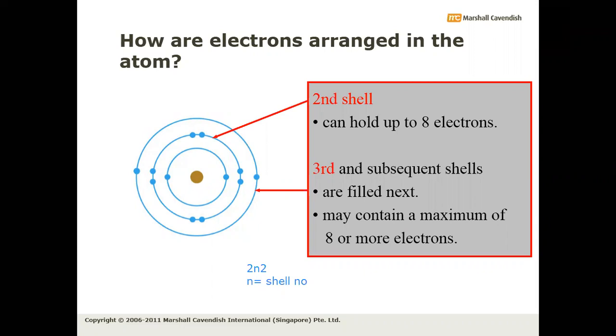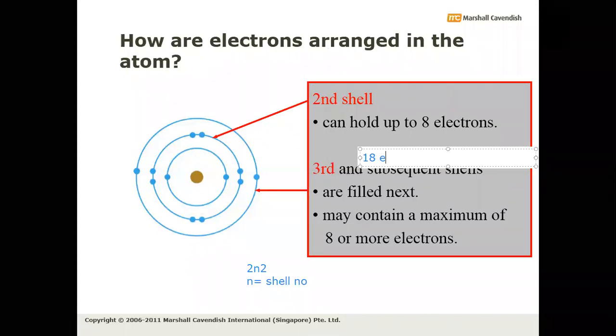Then the third shell has a capacity of filling 18 electrons. 18 electrons can be filled in the third shell. But if it is filled with 8 electrons, even then it behaves as a filled shell, although it is not filled to its capacity.